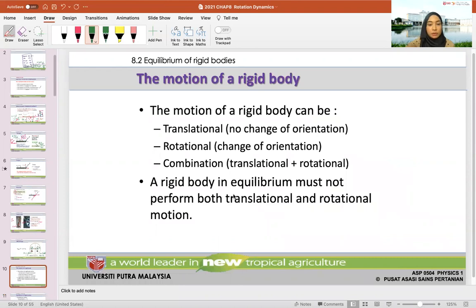Okay, so motion of a rigid body can be translational, linear, right? We can either move X, we can either move Y, we can move Z. So this is translational, the change in position, linear. And then we have rotational, we talked about that. The movement of a globe, your classmate mentioned that yesterday. And then the combination, the movement of a ball. It's moving forward and it is also rotating. So that is a combination of translational and rotational. So a rigid body in equilibrium must not perform both translational and rotational.